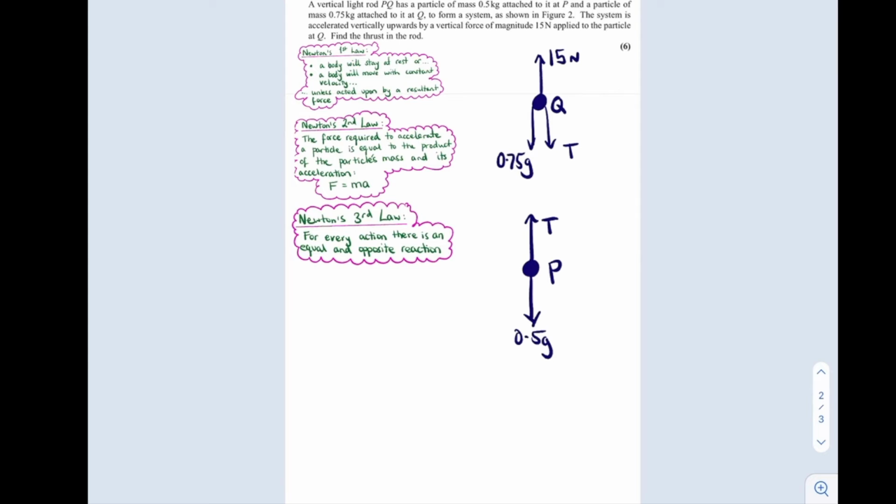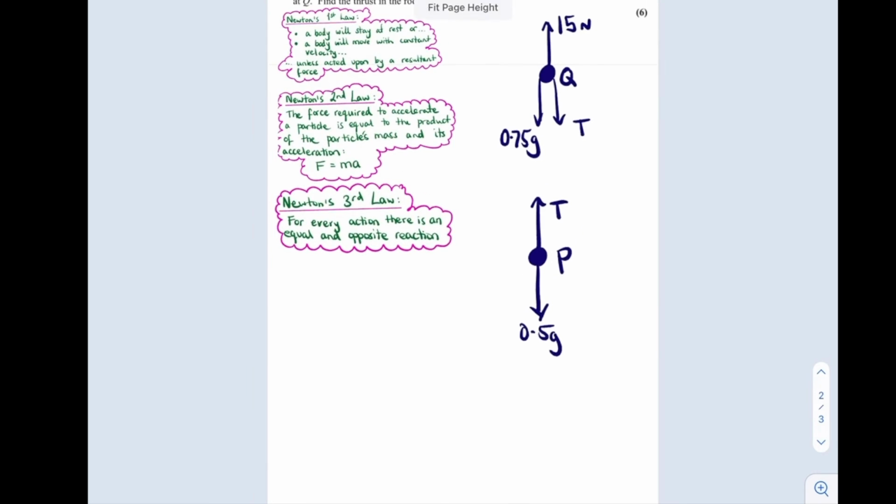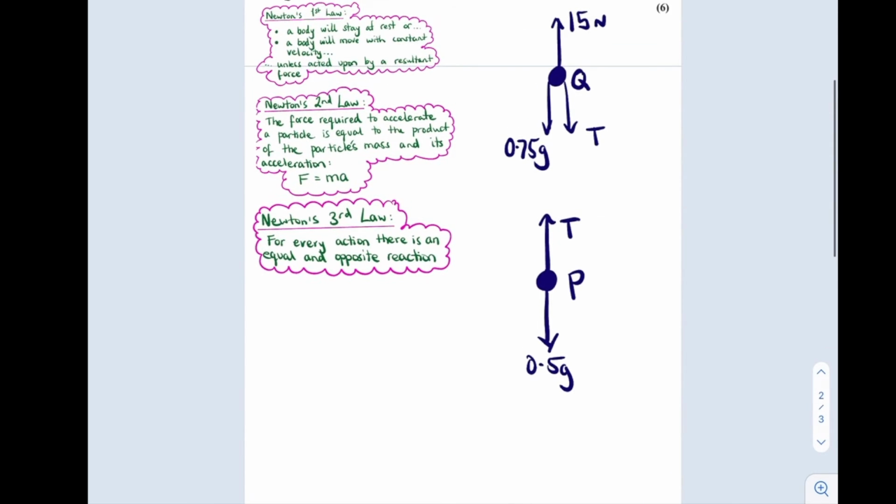Now, the simultaneous equations are going to come from finding the equation of motion for each of these particles. So that you've got the T in common. We know that g is a known constant. And we use Newton's second law to derive the equation of motion for each of the particles separately. So Newton's second law is saying that F equals ma. So the resultant force for each particle is that particle's mass times its acceleration.